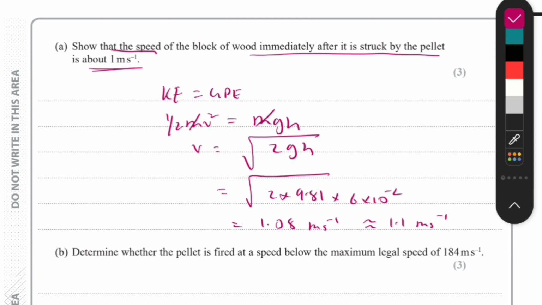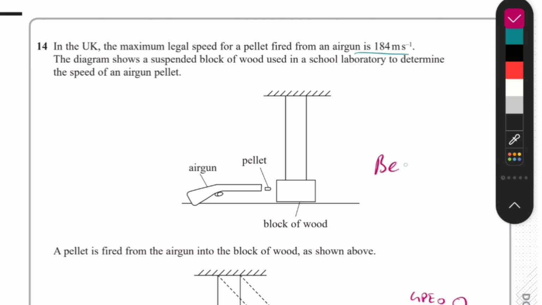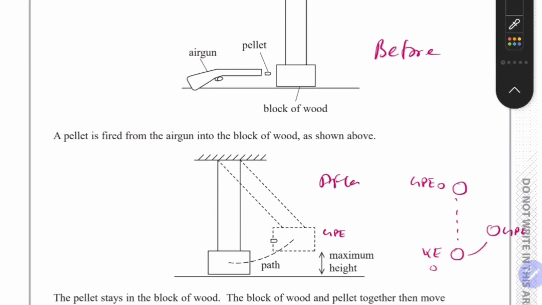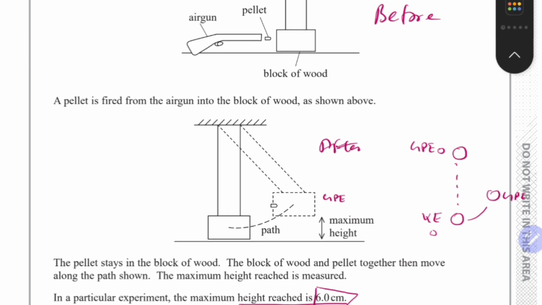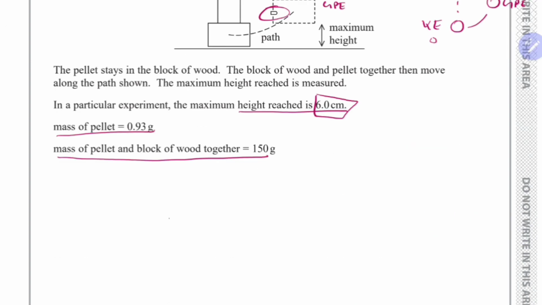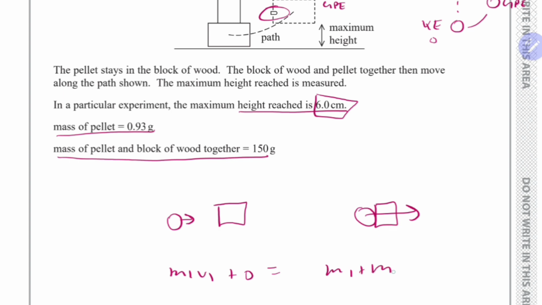Number B. Determine whether the pellet is fired at a speed below the maximum legal speed of 184. This is the before scenario. This is the after scenario. We will use the conservation of momentum. This is the pellet. This is the block. The pellet is moving, and this is in a stationary state. Here, they both are moving together. So how do we write this? M1 V1. This is not moving, so it's going to be 0 plus 0, and these two go together, so we're going to add up their masses. V. We need to find this.